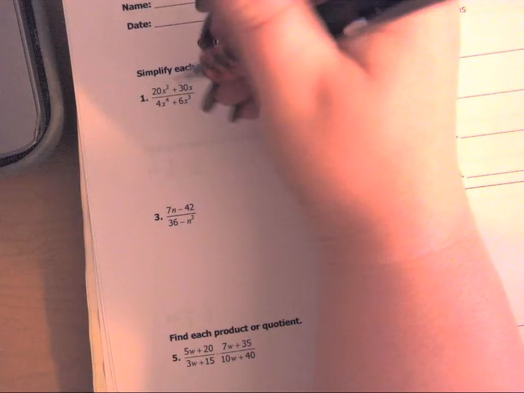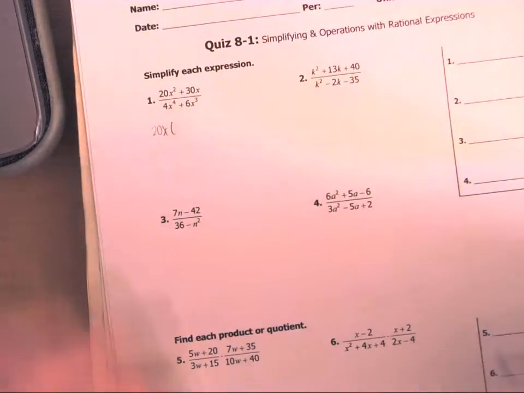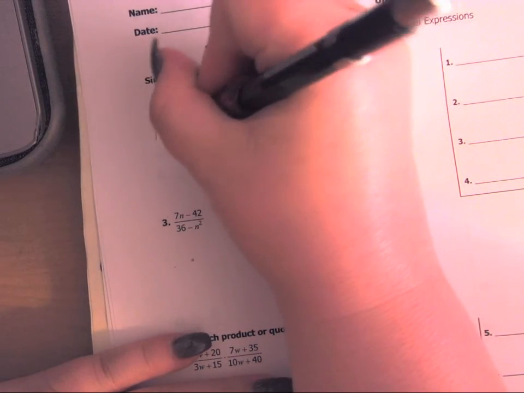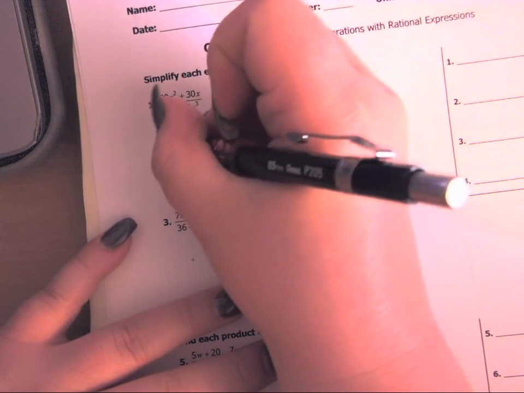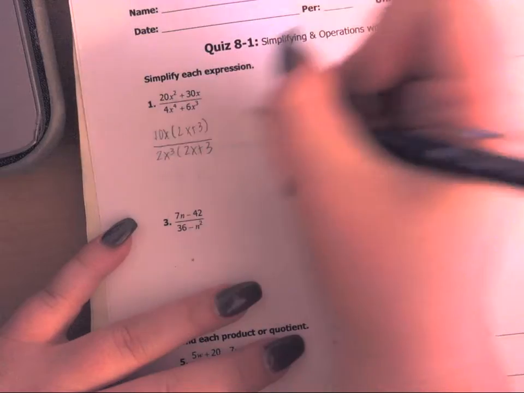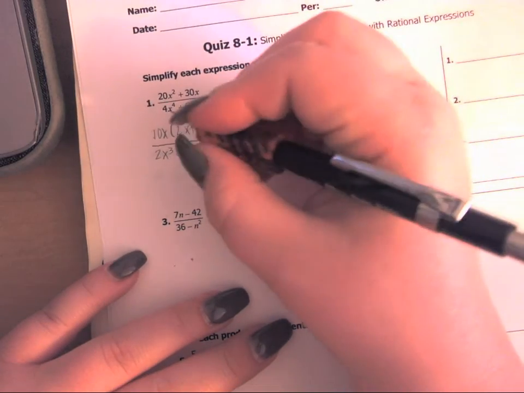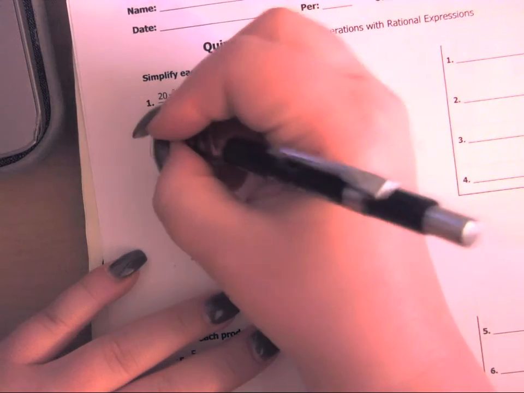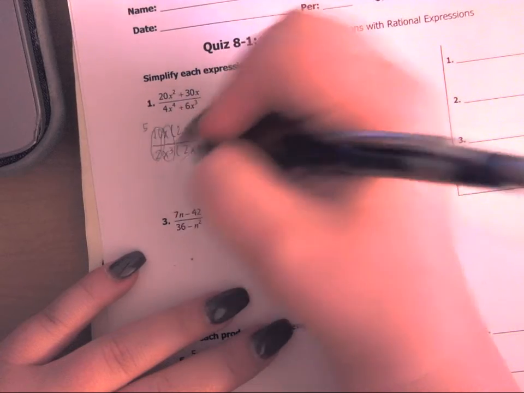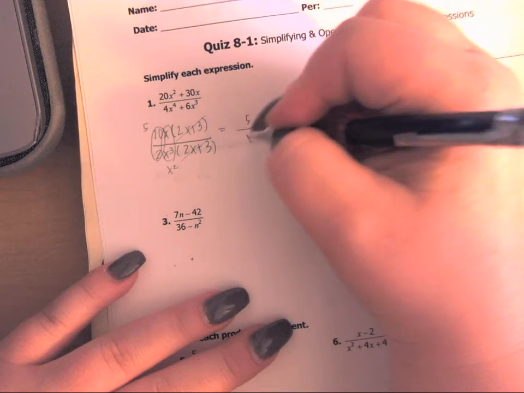So this one you can take out 20x, and then you get 10x and you get 2x plus 3. And then at the bottom, you can take out a 2x cubed, and then you get 2x plus 3. And then the 2x plus 3's cancel, and then the 10 over 2 become 5 at the top, and then the x over x cubed becomes x squared at the bottom. So then that's 5 over x squared.